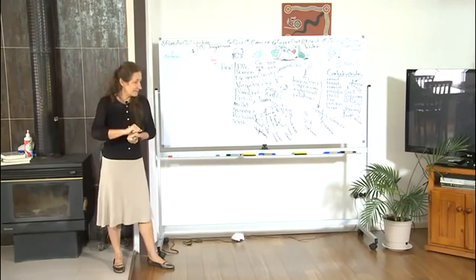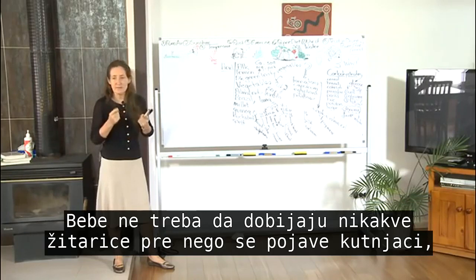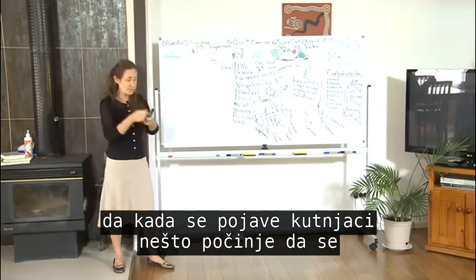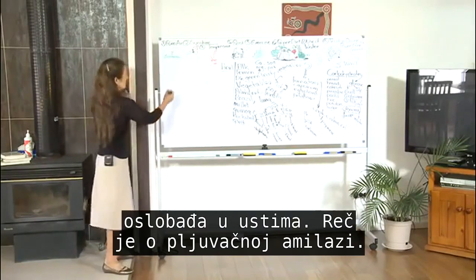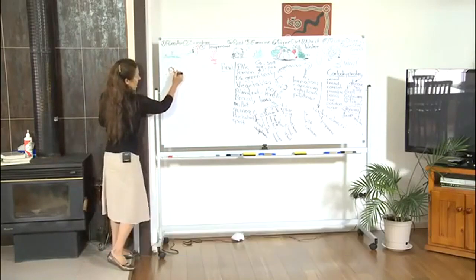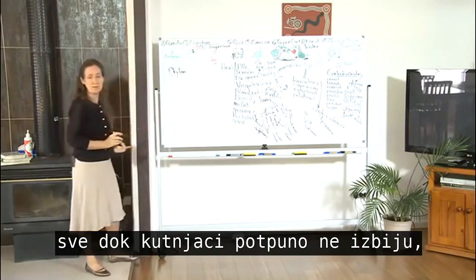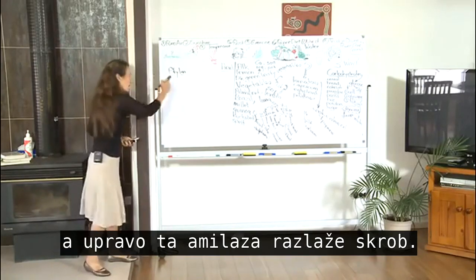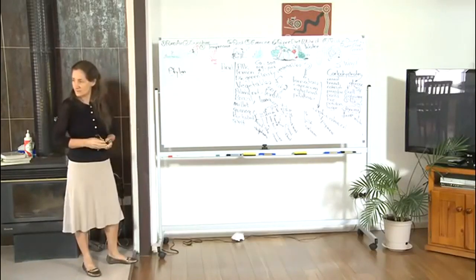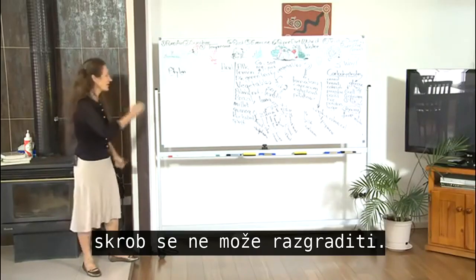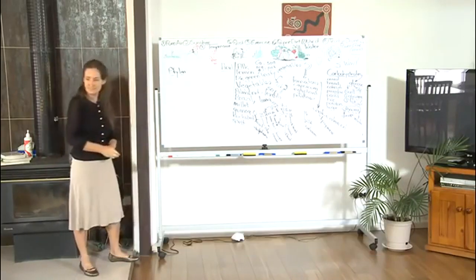And what do you grind? You grind the grain. So babies should not be having any grain till those molars are there. And science shows us that when those molars appear, something is started to be released in the mouth called ptyalin. Ptyalin is not released in the mouth until the molars are fully through. And it is ptyalin that breaks down starch. So when babies are given starch before their molars are there, they cannot break the starch down.